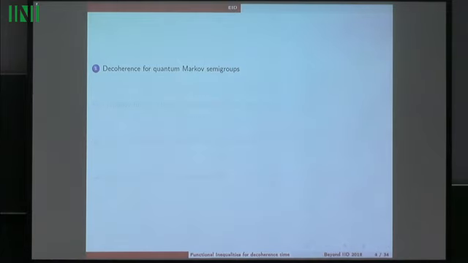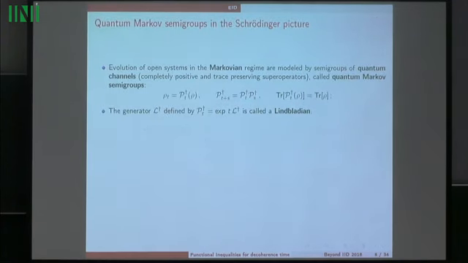Okay, so first, what is a quantum Markov semigroup? I'm sure you all know what it is already, but it will help to fix the notation. In the Markovian regime, you know that the evolution of an open system can be modeled by a quantum Markov semigroup. So it's a semigroup of superoperators, of quantum channels more precisely, that I write P_t dagger. They satisfy the semigroup property. They map states into states, and so they preserve the trace. So they are completely positive, they have the semigroup property, and they preserve the trace.